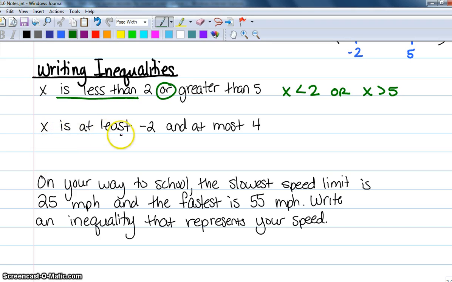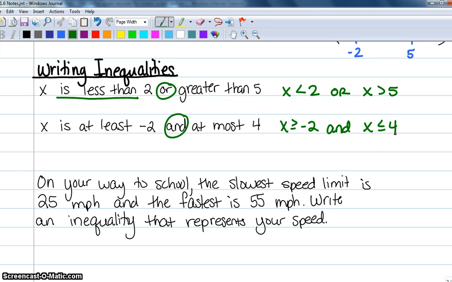And then we say x is at least negative 2. Well, if it's at least negative 2, it's either negative 2 or larger. So it's x is greater than or equal to negative 2. And there's our keyword again, at most 4. So that means 4 is that highest number, so everything has to be below that. So x is less than or equal to 4.